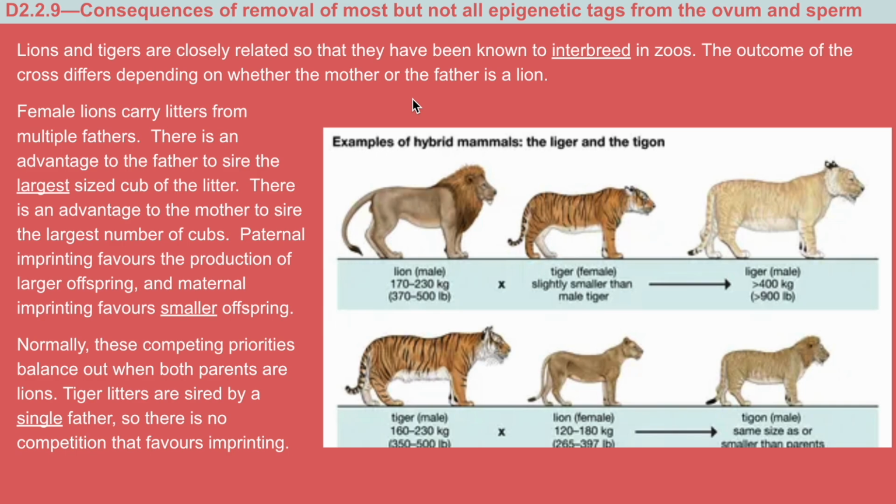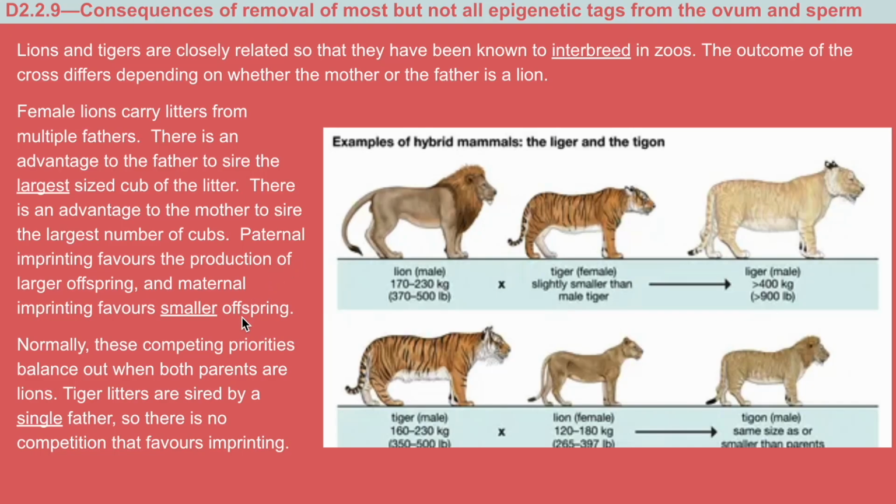Lions and tigers are closely related, so they have been known to interbreed in zoos. The outcome of the cross differs depending on whether the mother or father is a lion. Female lions carry litters from multiple fathers, so there's an advantage to the father to sire the largest sized cub of the litter. There is an advantage to the mother to sire the largest number of cubs. Paternal imprinting favors the production of larger offspring, and maternal imprinting favors smaller offspring.